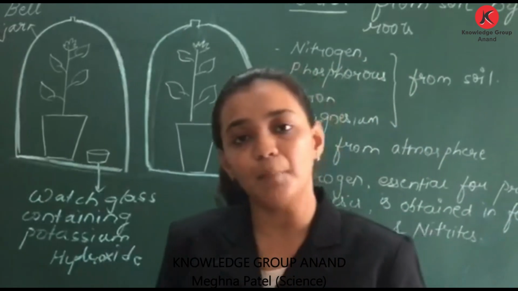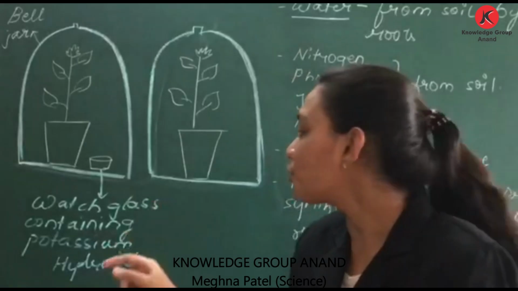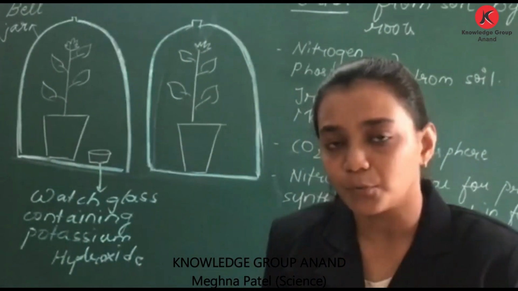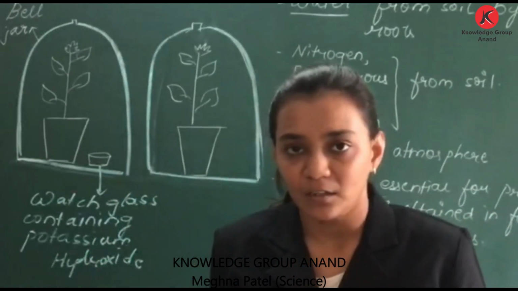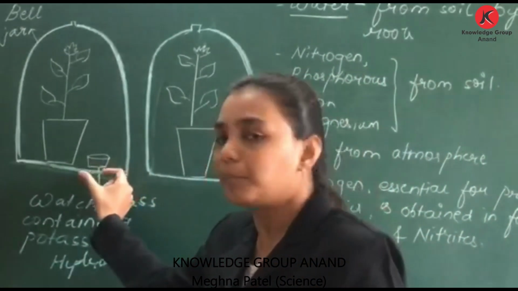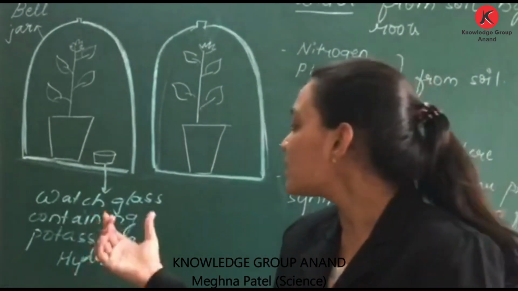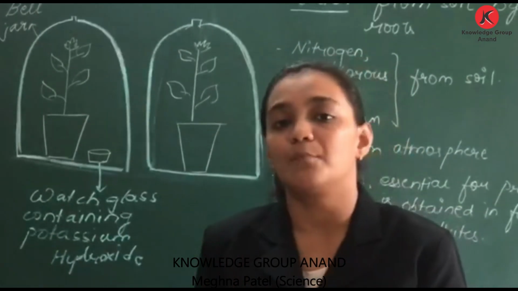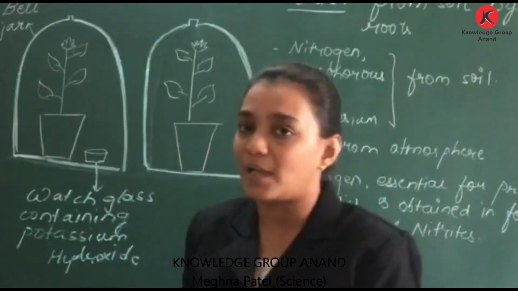Now in one of the bell jars, we will place a small watch glass which contains KOH, that is potassium hydroxide. What did we do? We took two potted plants and kept them in the bell jars. Out of the two, in one we are adding a small plate. In this plate what is kept? Potassium hydroxide. This potassium hydroxide is going to absorb all the carbon dioxide present within this bell jar.